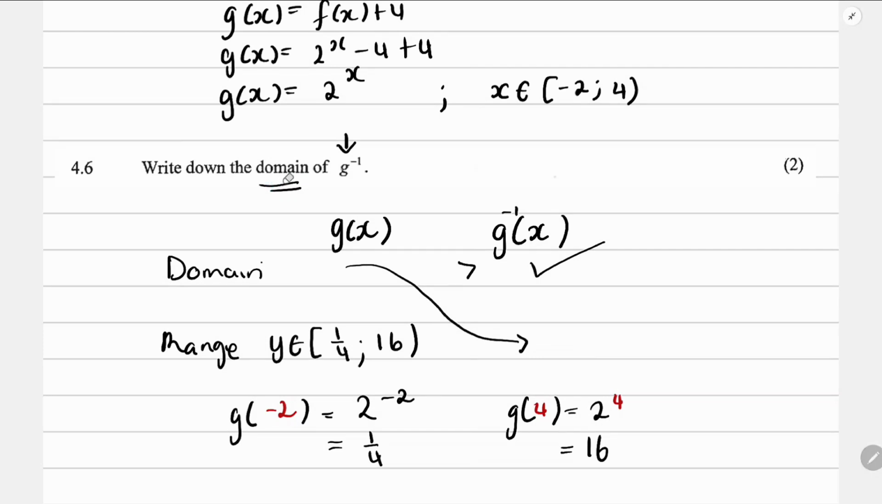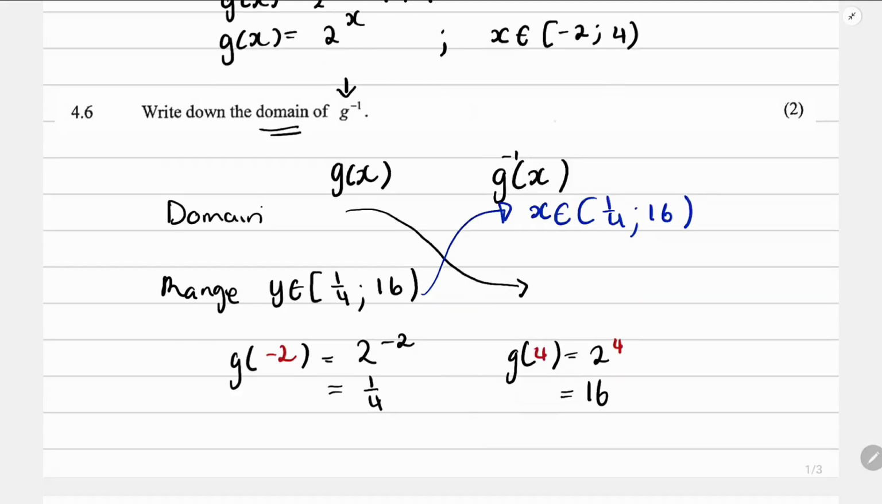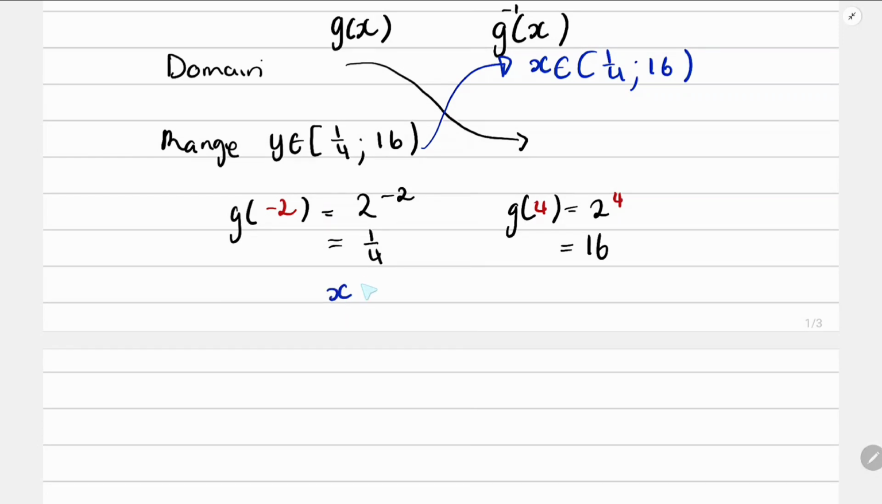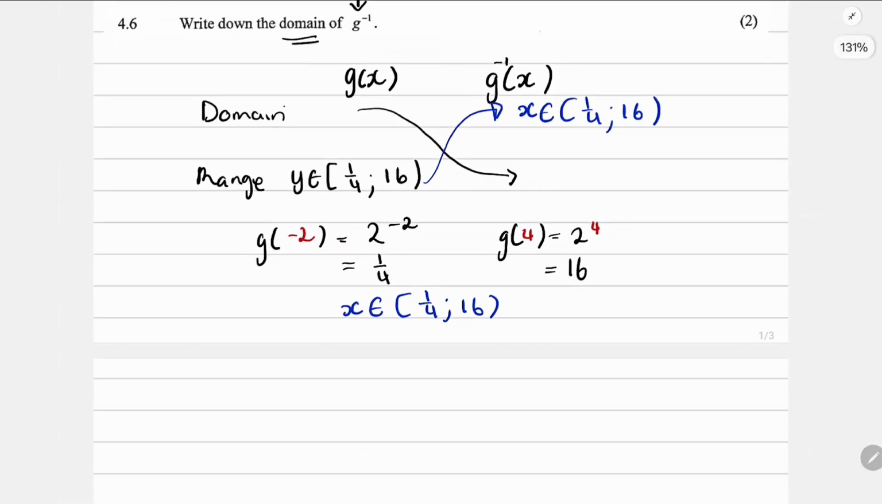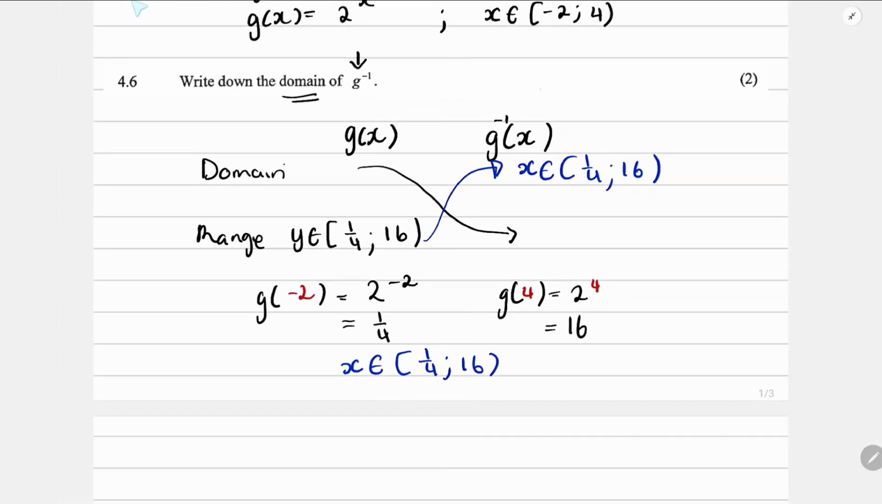Remember, the final question was, you need to write down the domain of g to the power of -1. So because this is a domain, it's going to be exactly the same. The only difference is it's not going to say y, it's going to say x. So x is an element of 1/4 going all the way to 16. And that's going to be our domain. So that is our domain of the inverse of g. Because remember, the graph of g was already translated. It was shifted up by 4 units.